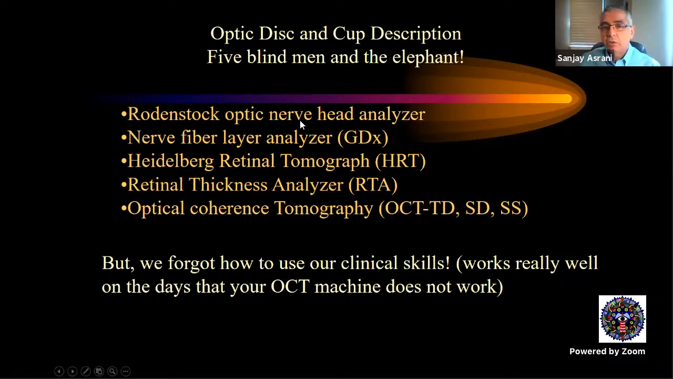So we have a host of instruments that have been available to us, starting from the Rodenstock nerve fiber layer, optic nerve head analyzer, nerve fiber layer, GDX, then the HRT, followed by the retinal thickness analyzer, and then the OCT. But we have forgotten now, with the advent of OCT, to use our clinical skills. It works really well, you know, these clinical skills on the days your OCT machine doesn't work. So we need to focus back on the clinical skills, which will confirm for us, not only on the days that we don't have a machine, but also if the machine results are matching up with what your brain can see.